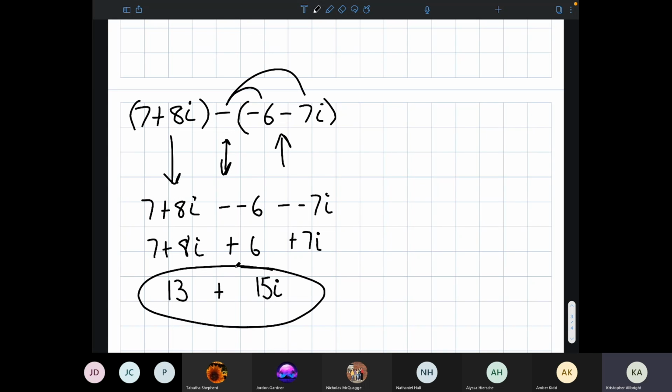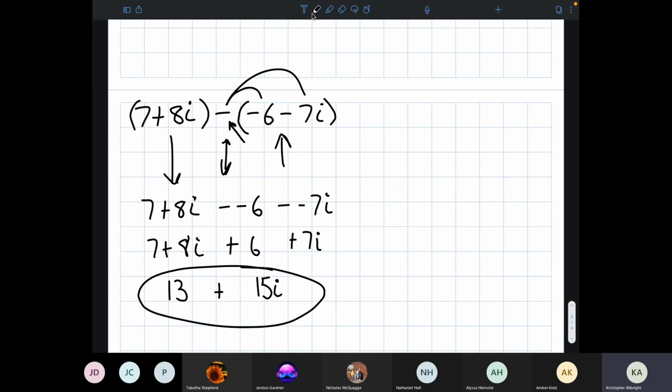13 plus 15i. So if you have an addition sign right there, then you don't even have to do this step here. You can just drop the parentheses immediately and pretend like they're not there.